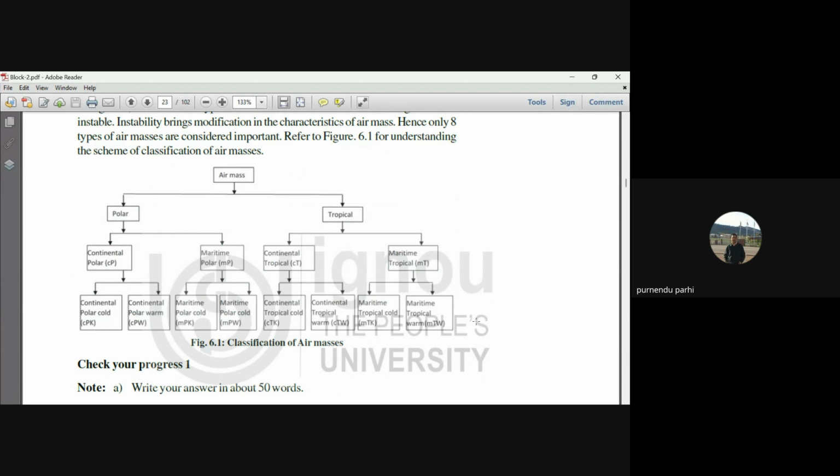Then continental polar is divided into continental polar cold and continental polar warm. Similarly, maritime polar is divided into maritime polar cold and maritime polar warm. Then continental tropical is also divided into two types. Then maritime tropical is also divided into two types. These are the classification of air masses.